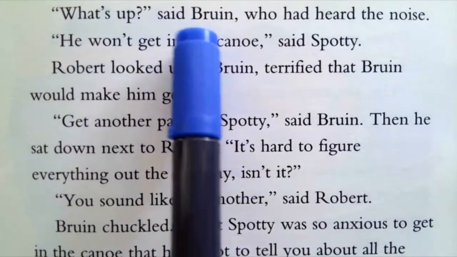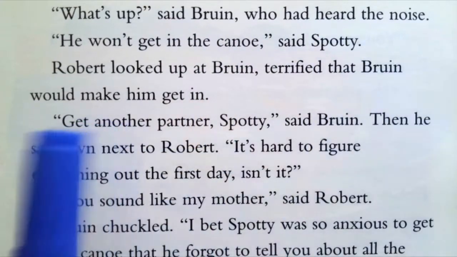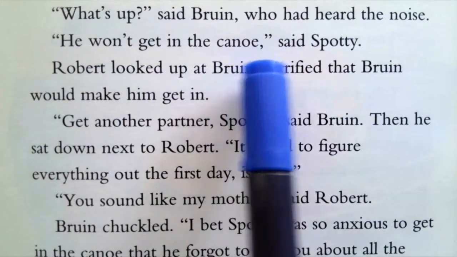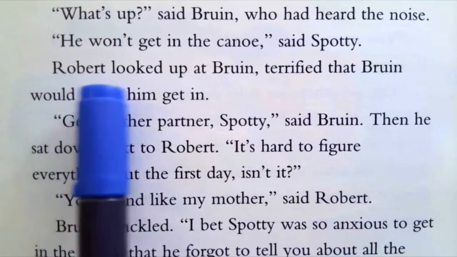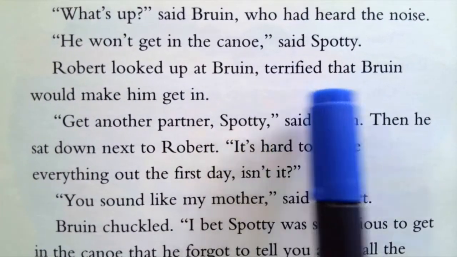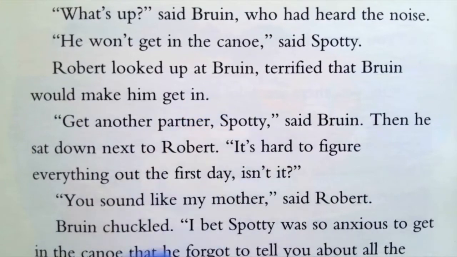"What's up?" said Bruin, who had heard the noise. "He won't get in the canoe," said Spotty. Robert looked up at Bruin, terrified that Bruin would make him get in.